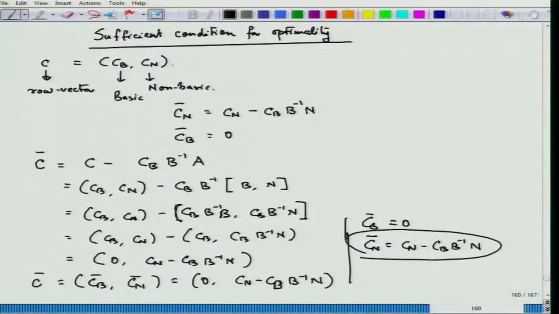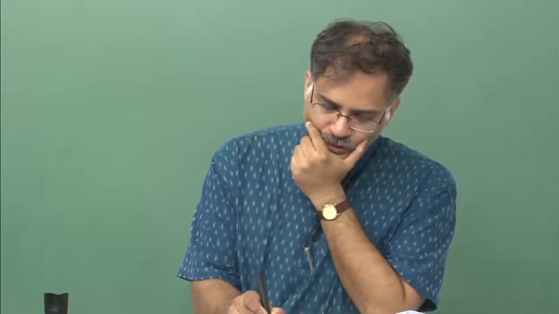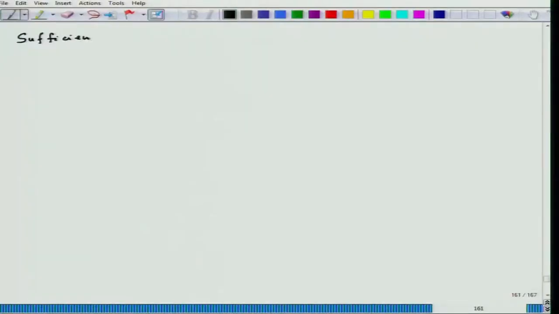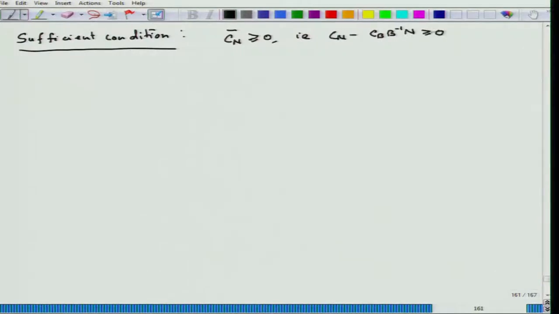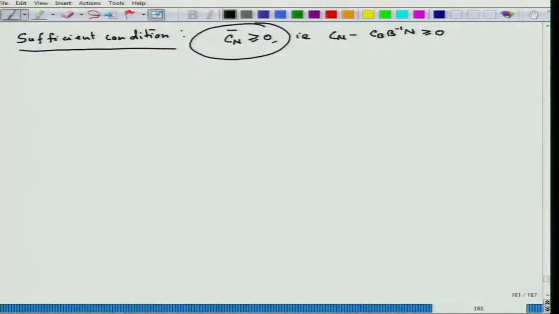So, let us see, what is that sufficient condition? Sufficient condition is the following one. Sufficient condition is CN bar is greater than or equal to 0, that is CN minus CB B inverse N is greater than or equal to 0. So, this is my idea. If I look at the reduced cost coefficients corresponding to the non-basic components of the BFS, then if all of them are greater than or equal to 0, then I have reached my optimal solution, that is the current BFS is optimal.